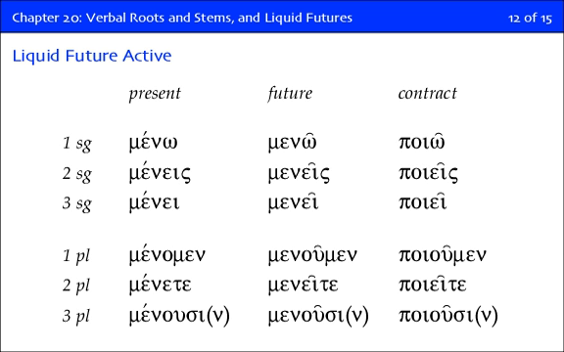And although you can't see it with meno, sometimes when you have liquid futures, there's been a stem change as well. Again, just go back to ballo. Ballo is a liquid. The root is bal. And so in the future, it's balo. Now, you're not going to confuse ballo with a double lambda and balo with a single lambda, are you? The change in the stem, so to speak, will alert you to the fact that balo can't be a present.